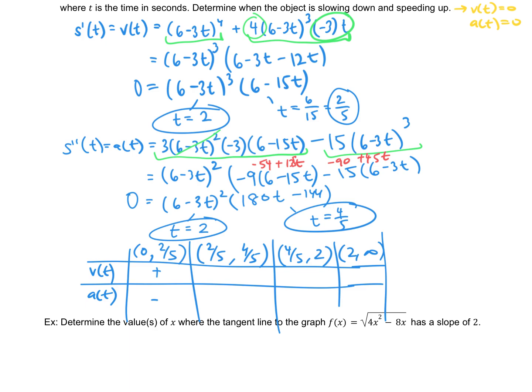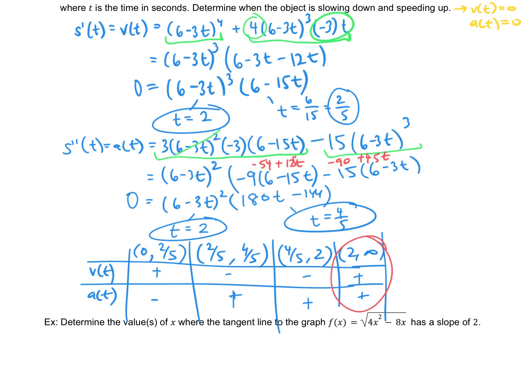Feel free to pause the video here and do your test values. I'm just going to go through them a little quicker. For the next interval, I might pick 0.6, negative, positive. For the next one, maybe I pick 1, negative, positive. And for the last one, maybe I pick 3, and they're both positive. So the only place that we are speeding up is right over here.